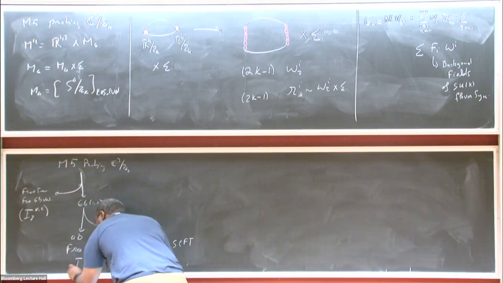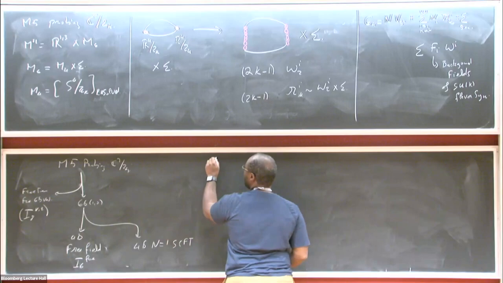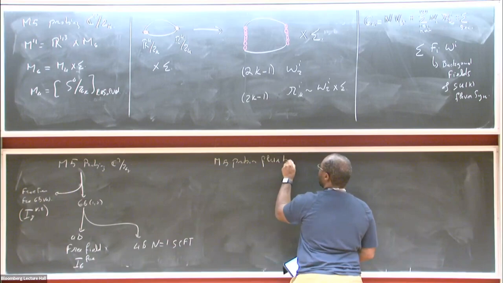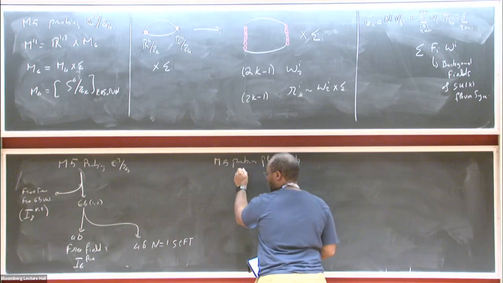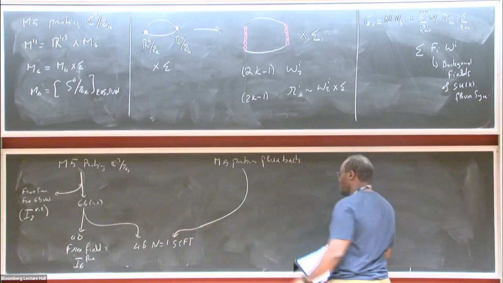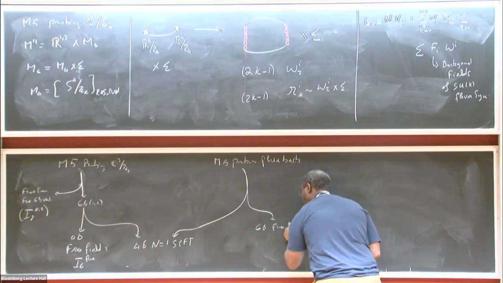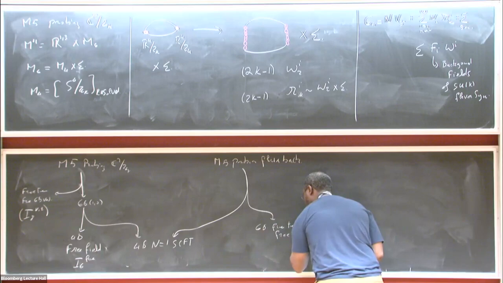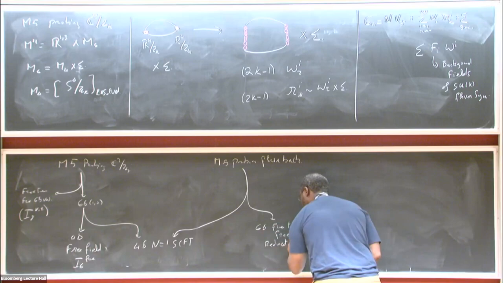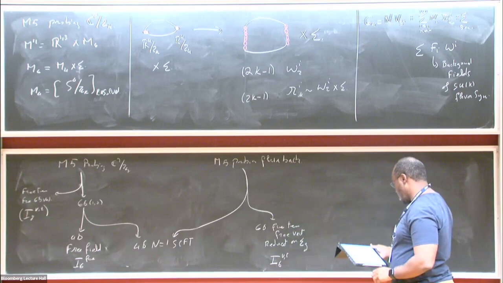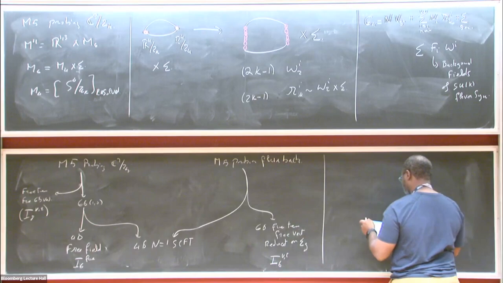Over here, I will call this I6-3. And then we do the analysis where we have M5 branes probing a flux background, which is doing this analysis here. So this will have two contributions. One of them is going to give me directly the 4D theory. And then there'll be another contribution, which is taking a 6D free tensor and free vectors reduced on Sigma_G. So this will have some contribution, which I will call I6 BT.